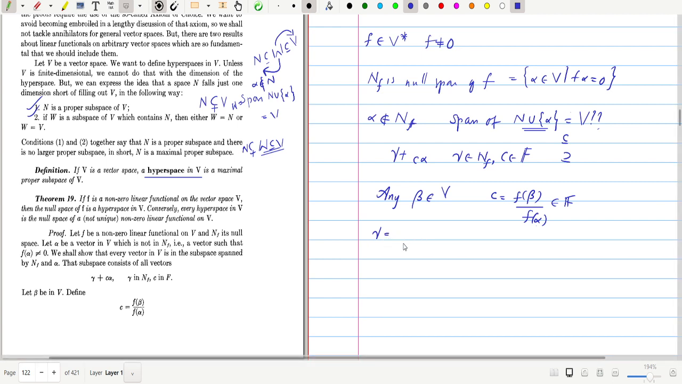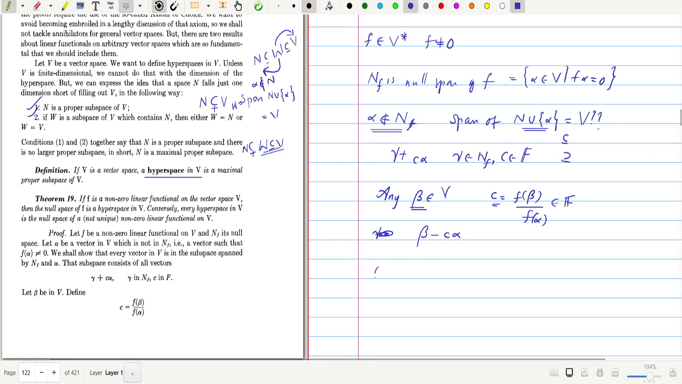Gamma is equal to beta minus... Now we'll consider beta, not gamma. We consider the quantity beta minus C alpha. So corresponding to each beta, we define C. Using this beta and C, define a new element beta minus C alpha, because alpha is given here.